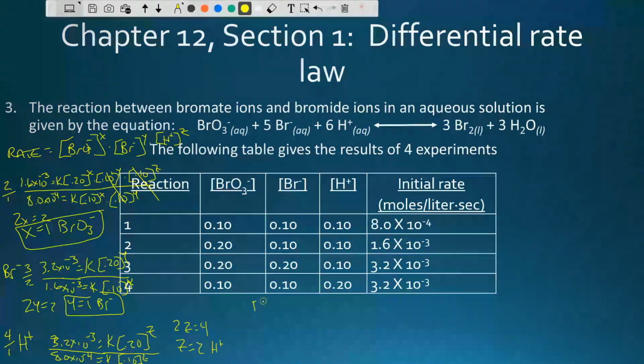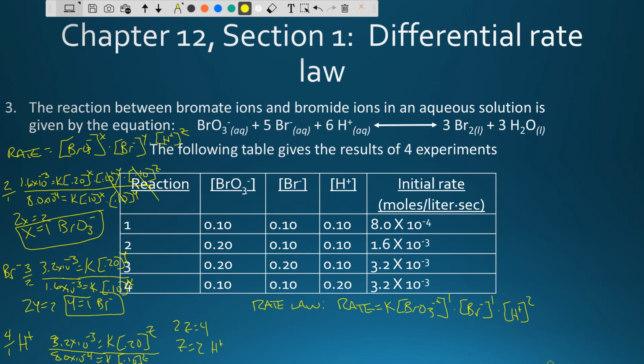Okay, so what do I do with this? My rate law is going to be, let me get rid of that, that's messy. I know everything's getting messy right now, but that's okay. My rate is going to equal my K times my bromate, and what was my exponent? That was a 1. I see my bromide, that was a 1. And then I have my hydrogen ion, and that was squared.